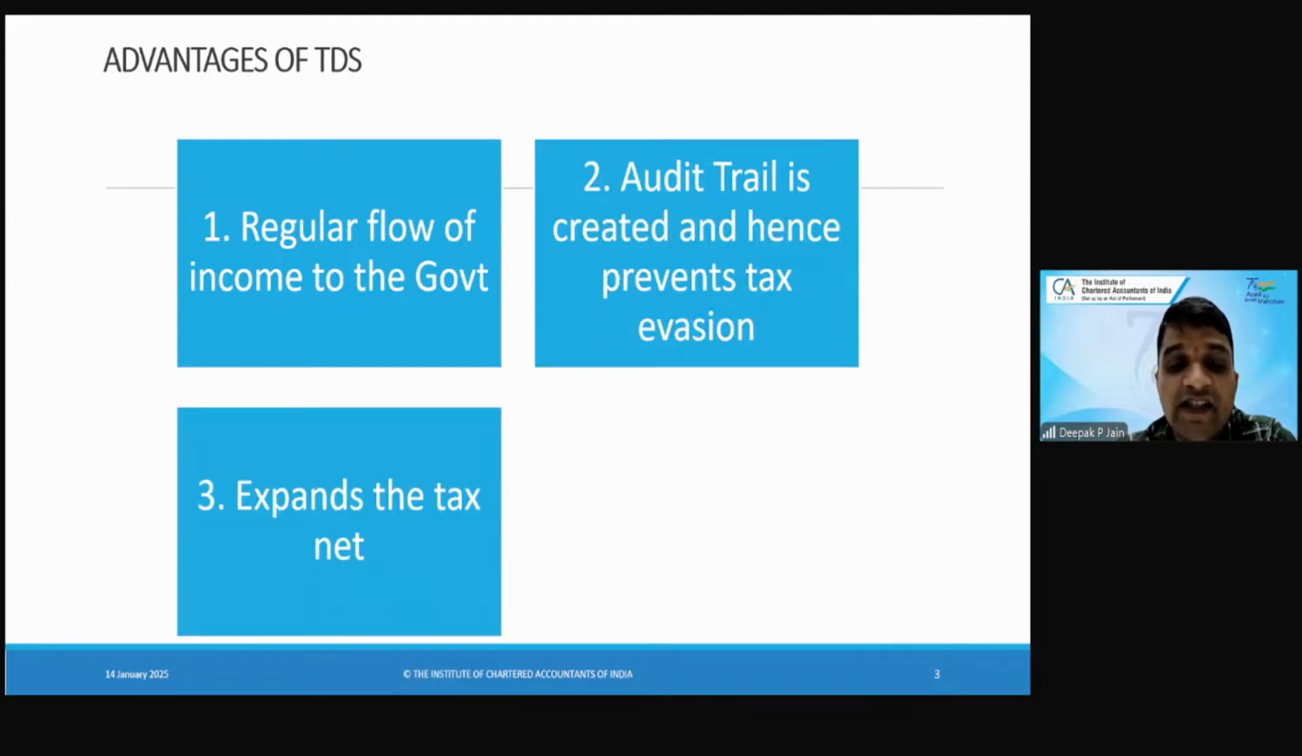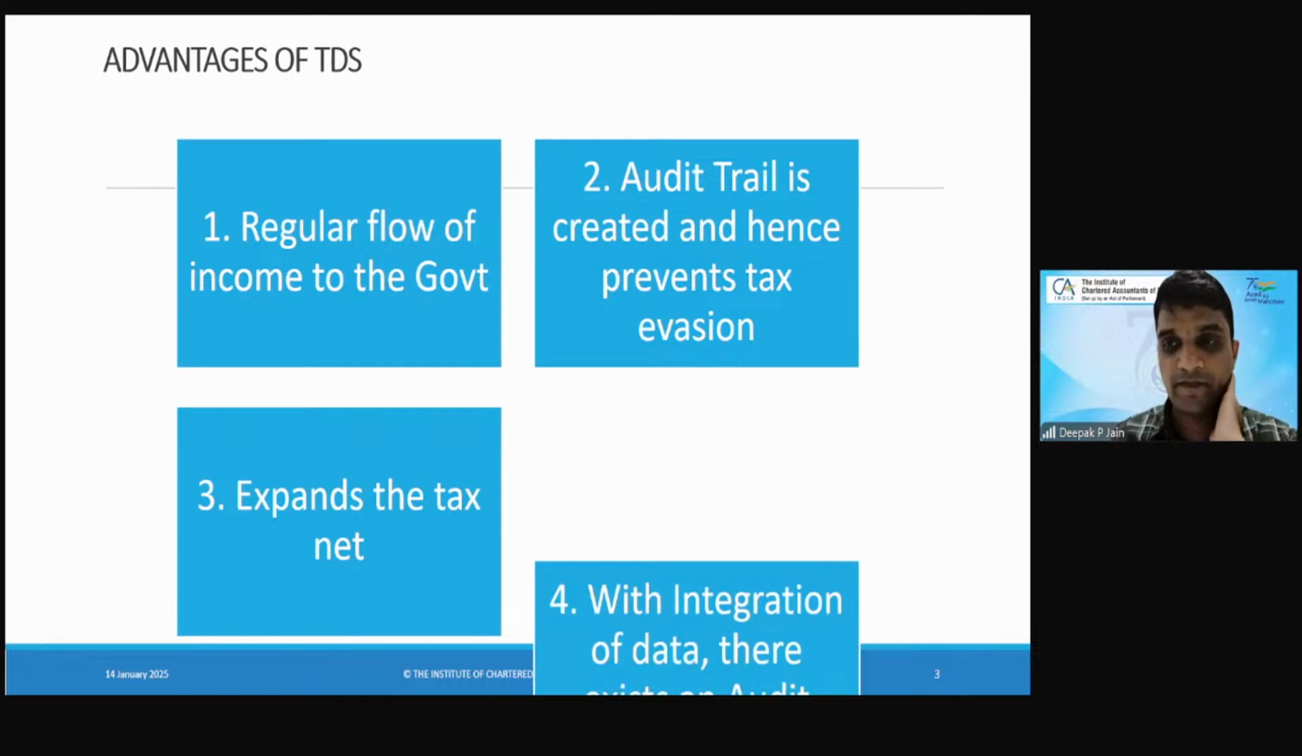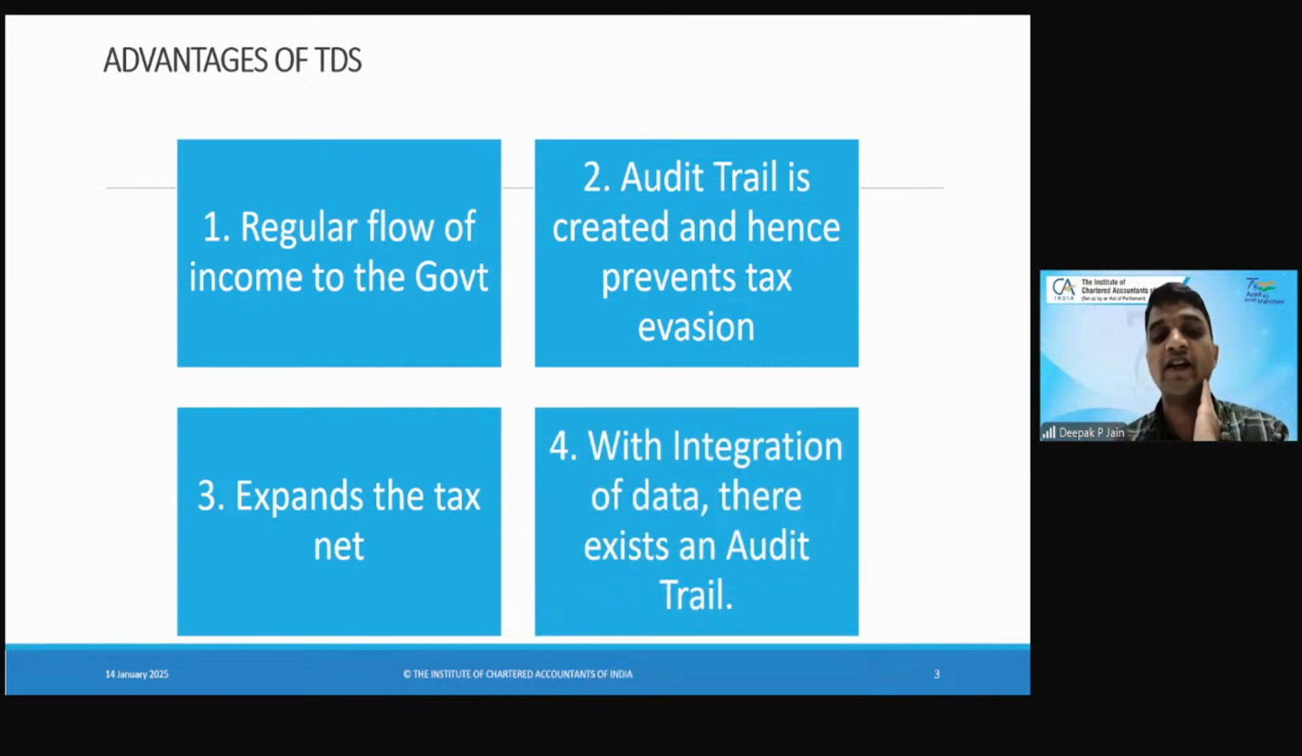Third advantage is that it expands the tax net. So once that person has to file the return, then he will have to register. So ऐसे करके the tax net is getting expanded. With integration of data, there exists an audit trail. So all this data will go to the GST portal and it will get integrated and it acts as an audit trail.